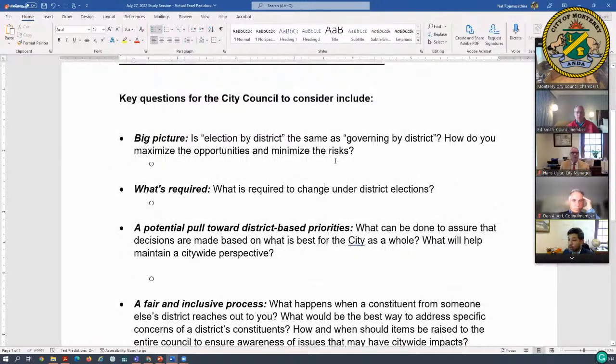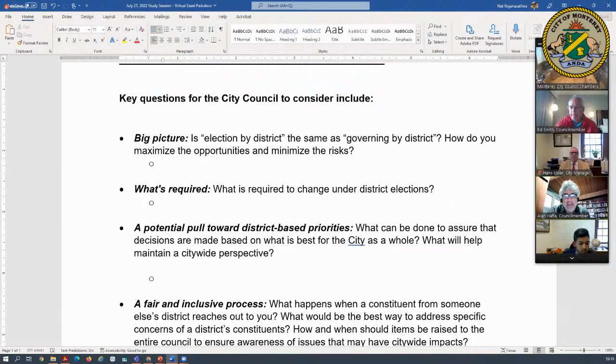So first question, big picture question: is election by district the same as governing by district? And how do we maximize the opportunities of having district-based elections, but also minimize the risks? And it's a free-for-all, so anyone can go first. Councilmember Hoppe, hello.